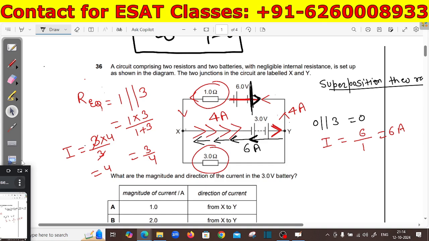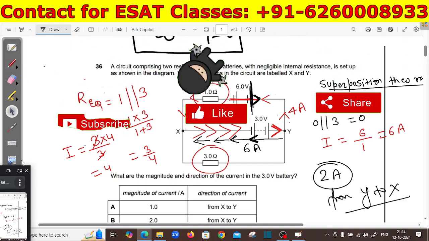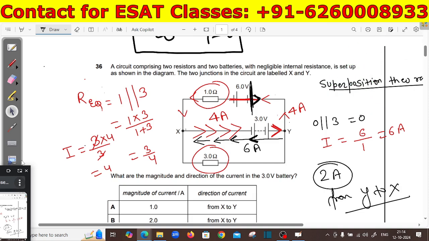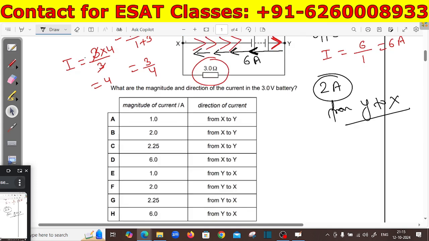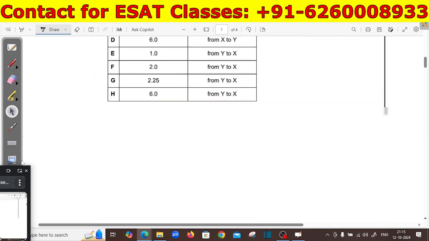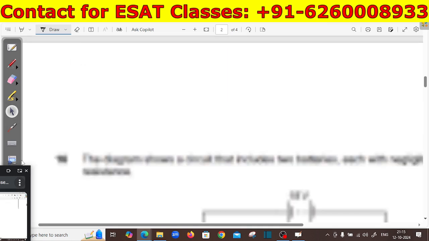So now when we apply both the batteries, you will have 2 ampere of current from Y to X. Are you getting this? Any doubt? You can ask. Please write if you are writing something. No doubt, sir. Okay, understood. So this is basically called the superposition theorem. We have some other concepts on the superposition theorem as well, but this is sufficient for this question.